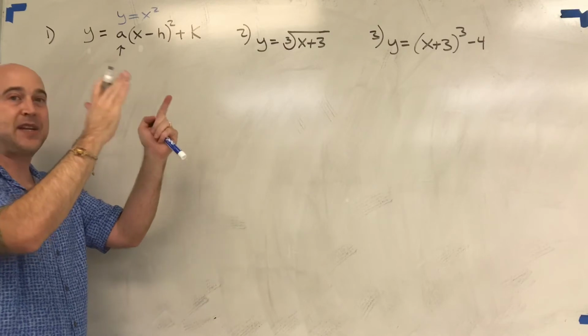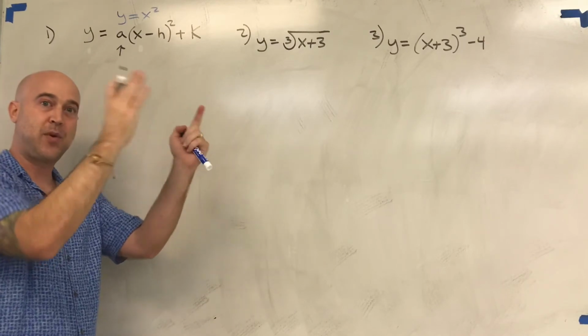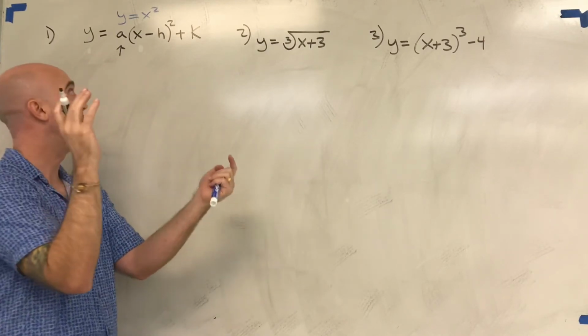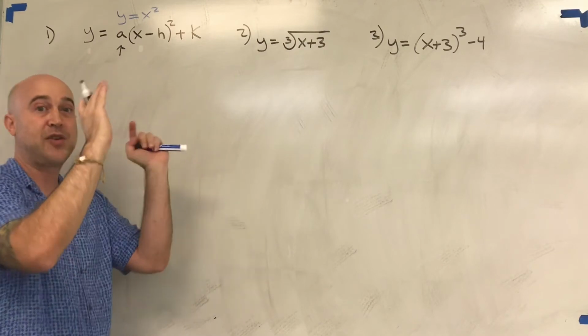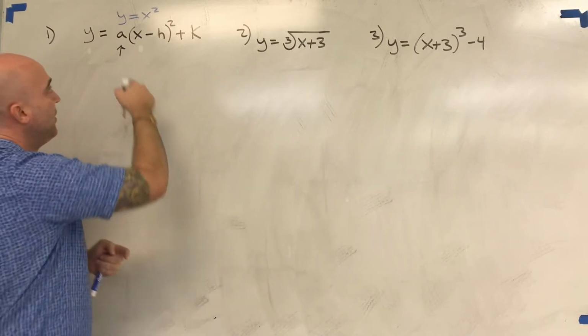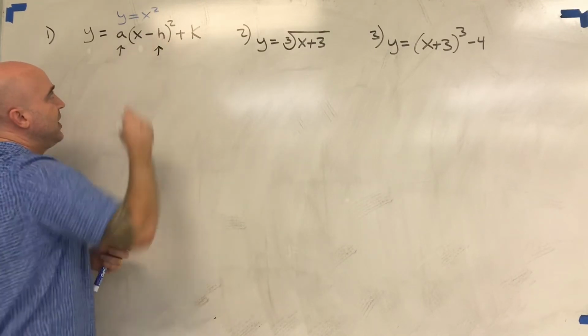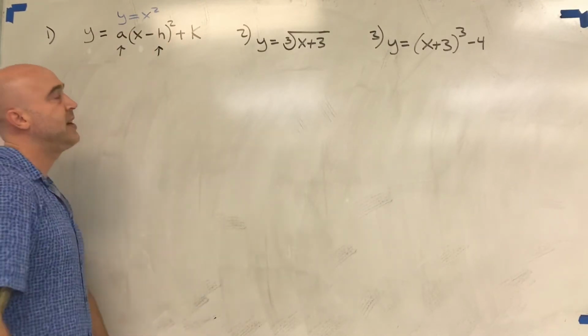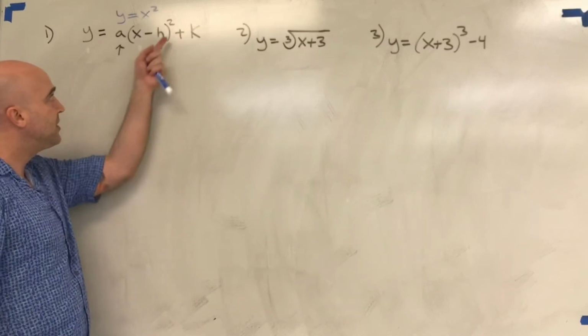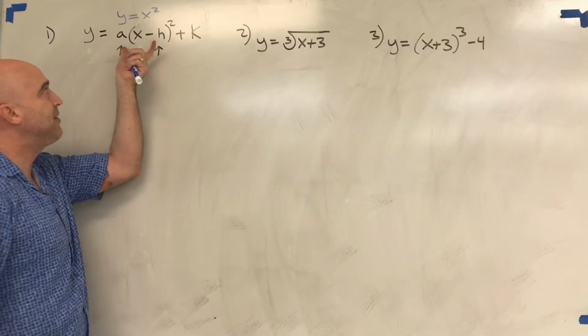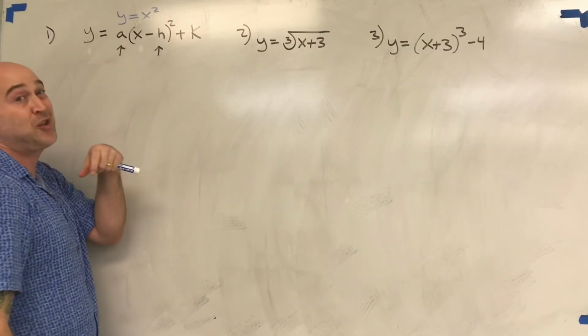So a affects how steep or how not so steep the parabola is, and it can also flip it. So the a we're not going to worry about too much. But the h, notice the negative sign in this parenthesis right here. So you always have to have the grouping symbol. That's one of the characteristics of it.